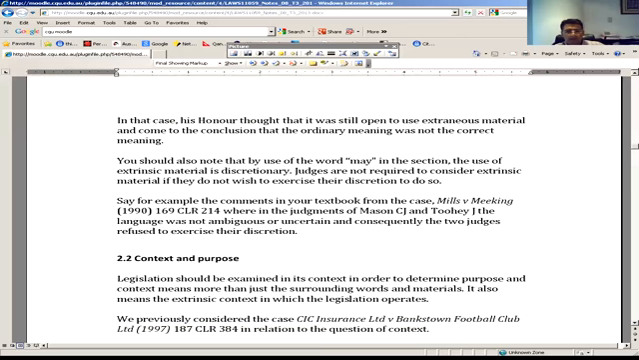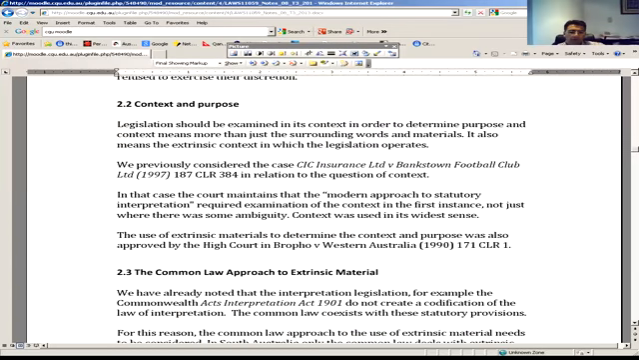And the notes then refer back to your textbook where there's a case, a 1990 High Court case, Mills and Meeking, 1990, volume 169 of the Commonwealth Law Reports, which is the High Court authorised reports, commencing at page 214. And there Chief Justice Mason and Justice Toohey said the language was not ambiguous or uncertain, and consequently the two judges refused to exercise their discretion to look at the extrinsic material, to go beyond the plain meaning, the literal meaning of the words in question.